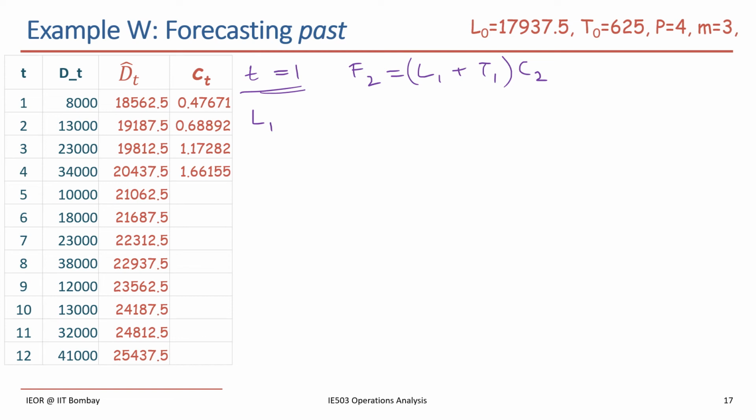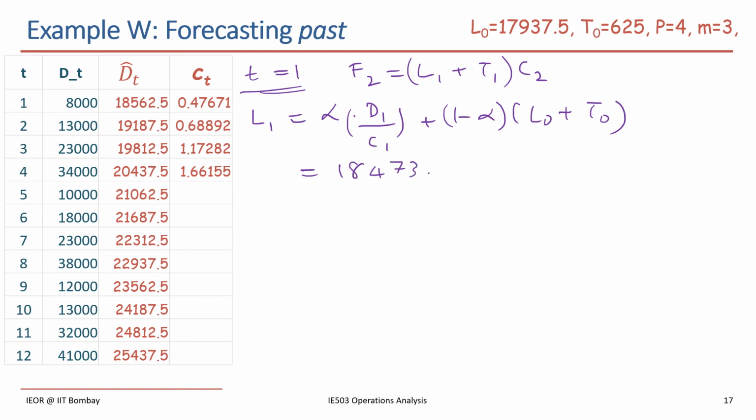L1 can be computed as alpha into D1 by C1 plus 1 minus alpha into L0 plus T0. Again, I know all these values: D1, C1, and L0 plus T0. If I compute it, I get an L1 value of 18473.46.